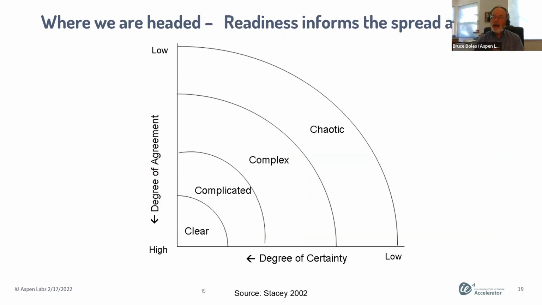The other axis is degree of agreement. And so if we look at who are the possible targets, what level of agreement or readiness do we have for each of those sites to accept what we're trying to spread? And so you could redraw these axes on practice readiness and site readiness to receive.